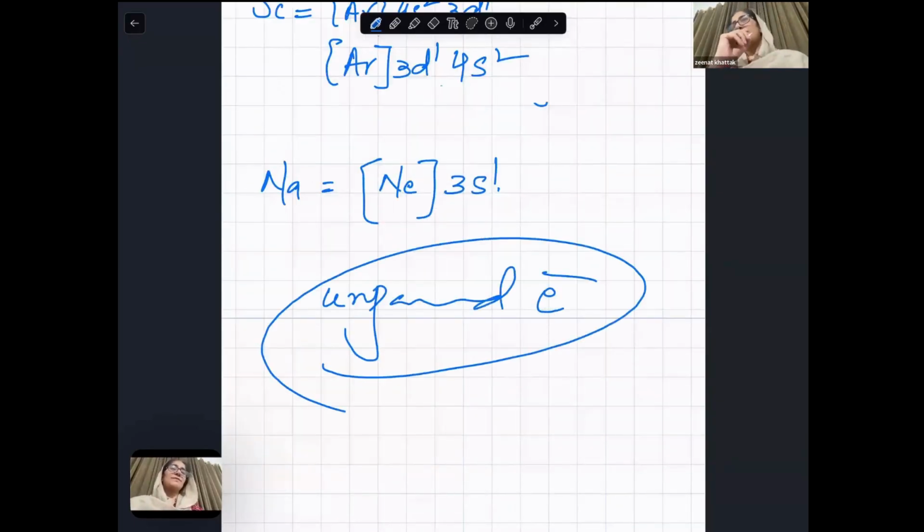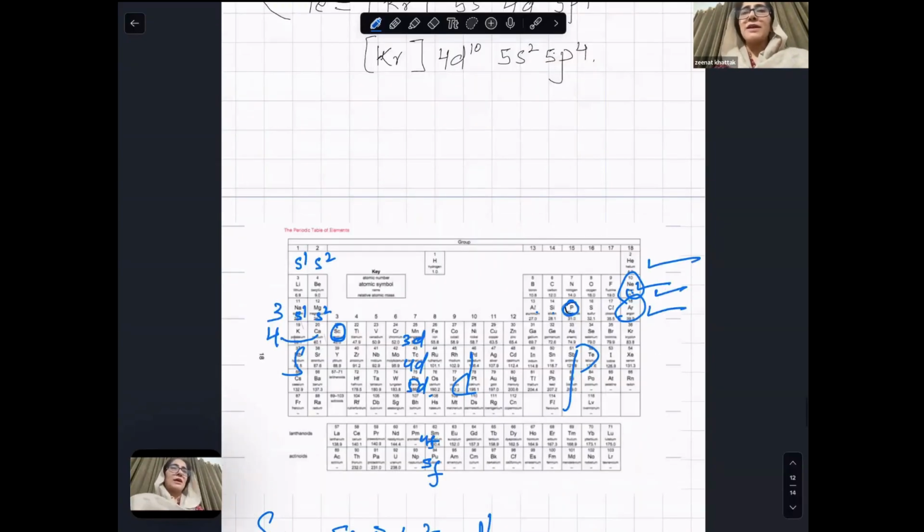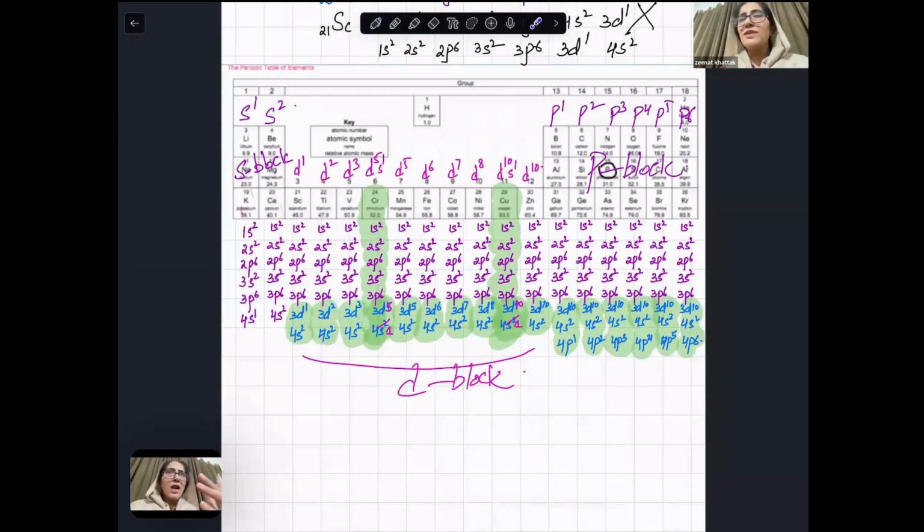Now the last point: how to find the unpaired electrons in an atom. Listen, do you know where you can find the unpaired electrons? Are the unpaired electrons in an atom inside or outermost? Outermost. In group 1, only one unpaired electron is possible. In group 2, all are paired. Look, they're all paired. In group 1, one unpaired.